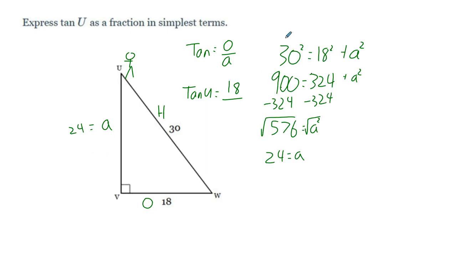Okay, so I solved using the Pythagorean theorem, found that A is 24. So now I can do opposite is 18 over 24. So now I can get back into the simplest terms. What can I divide 18 and 24 by? Well, I'm going to pick 6. That's going to get me 3. And that's going to get me 4. So the simplest term in fraction form is 3 over 4.